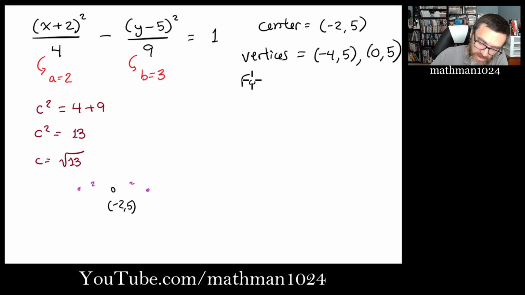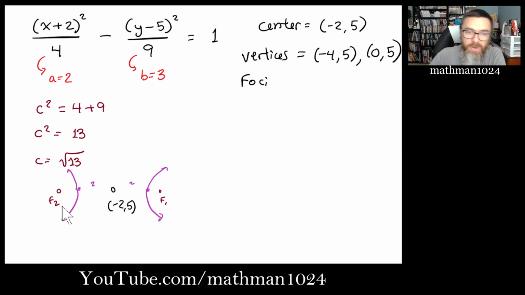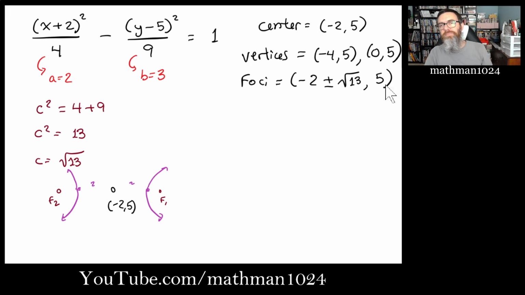My foci. So the foci, let's see, we should be opening out to the sides like this. My foci should be the guys that are inside here. And they are C units away from the center. So my C is a radical, so it's going to be negative 2 to the right and to the left, square root of 13 units. And we're going to keep the same y value, which is 5. All right, looks good to me.